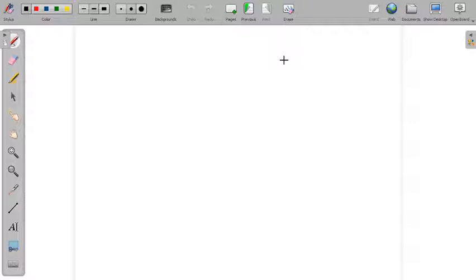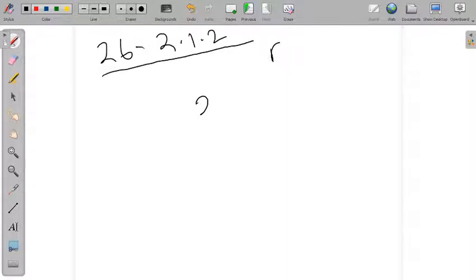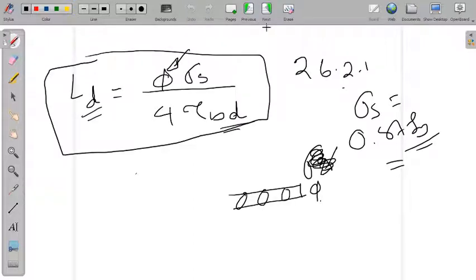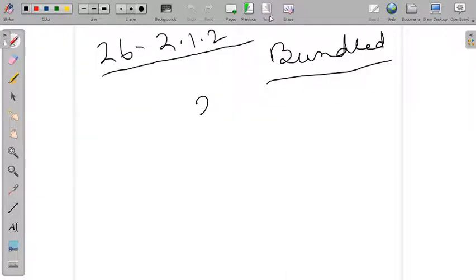If you refer to the next clause in the code book, that is clause number 26.2.1.2, in this clause it talks about bundled bars. Bundled bars means when more than one bar is bundled together, in that case how to calculate the development length. The equation I wrote on the previous page is basically for a single bar. Now for bundled bars, I'll read the guidelines given there.